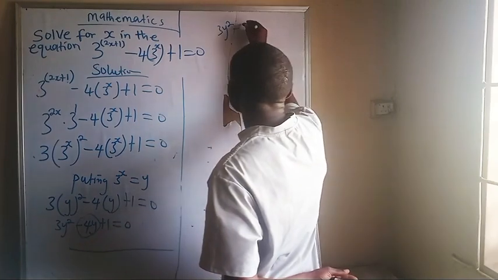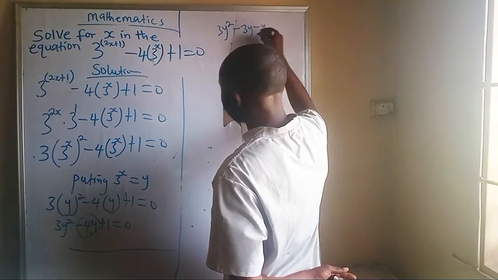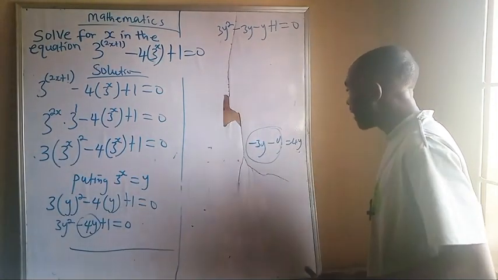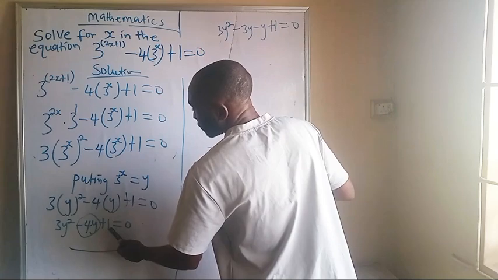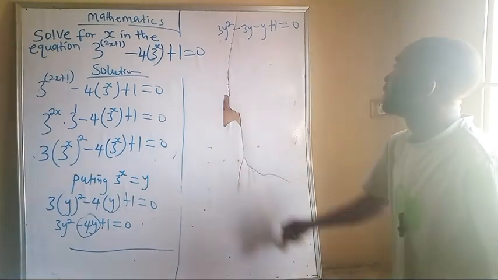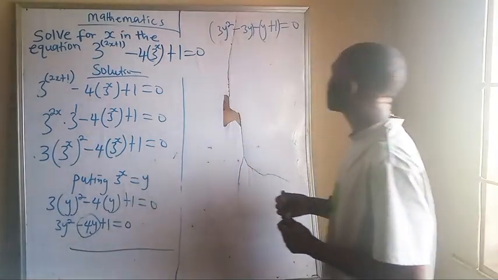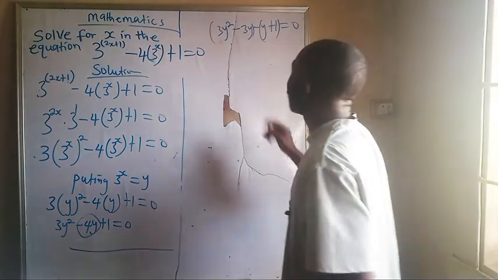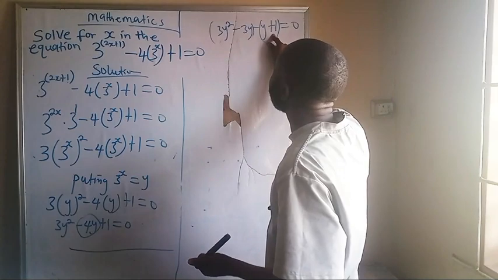So that will be -3y minus y, then plus 1 is equal to 0. Remember, this one was multiplied by 3, but you are not going to change it, you are going to leave it that way. So now we insert brackets. In inserting these brackets, find the highest common factor of the first bracket and the highest common factor of the second bracket.